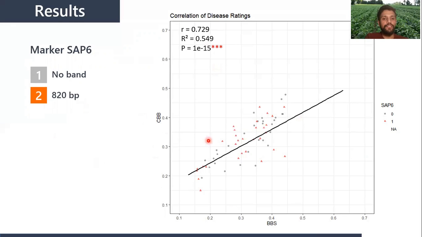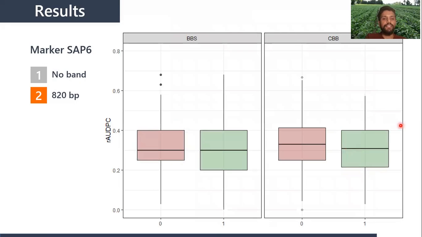So in orange are the genotypes that have this band. There are only 2 options for this marker, and you can see that it's all scattered around the plot. It doesn't show us a strong pattern like the other ones. And this can also be seen in the box plot, which doesn't seem to differ much between the 2 groups.